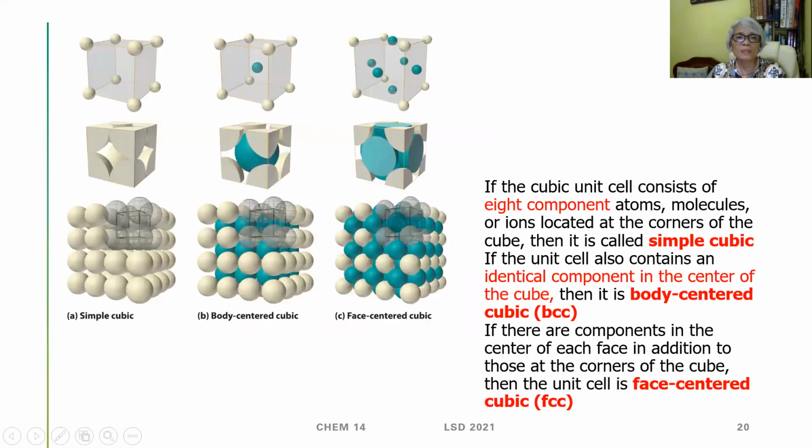So, ito naman, cubic structure. So, if the cubic unit cell consists of 8 component atoms, molecules or ions located at the corners of the cube, then we have a simple cubic, no? So bawat corner meron, so 1, 2, 3, 4, 5, 6, 7, 8. We call this a simple cubic. Okay? Pag simple cubic tapos nilagyan mo ng isang atom sa gitna, body-centered cubic.